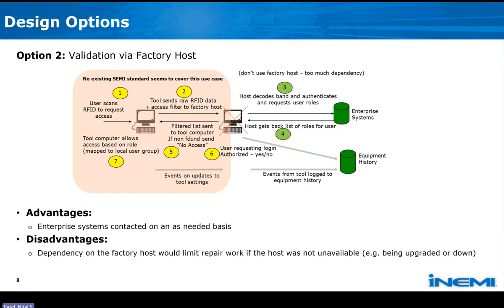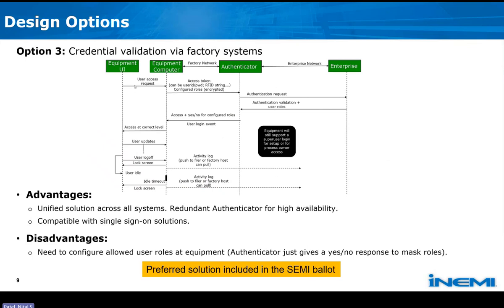So I think this idea actually percolated over to the final recommendation, where we decided that instead of sending the list to the equipment, the equipment will actually ask and see if the user had access at the right level. And that's this final design that was submitted as part of the SEMI ballot, where the key thing is that when the user requests an access, there's a factory level authenticator that is bridging the networks. So you have the factory network on the left side, the enterprise network on the right side.